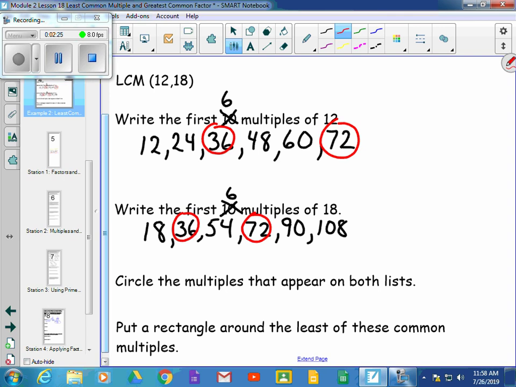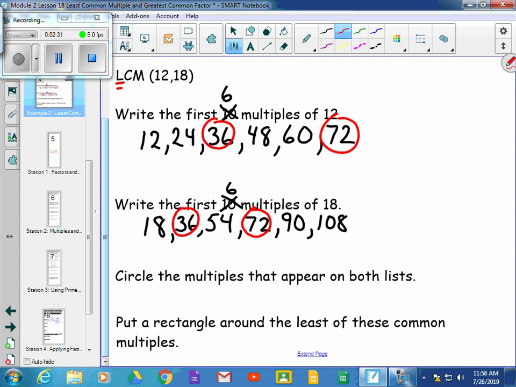Then I want to say what is the least of those common multiples. It tells us to put a rectangle around it. 36 is the smaller of the common ones. So that tells us that the least common multiple of 12 and 18 is 36.